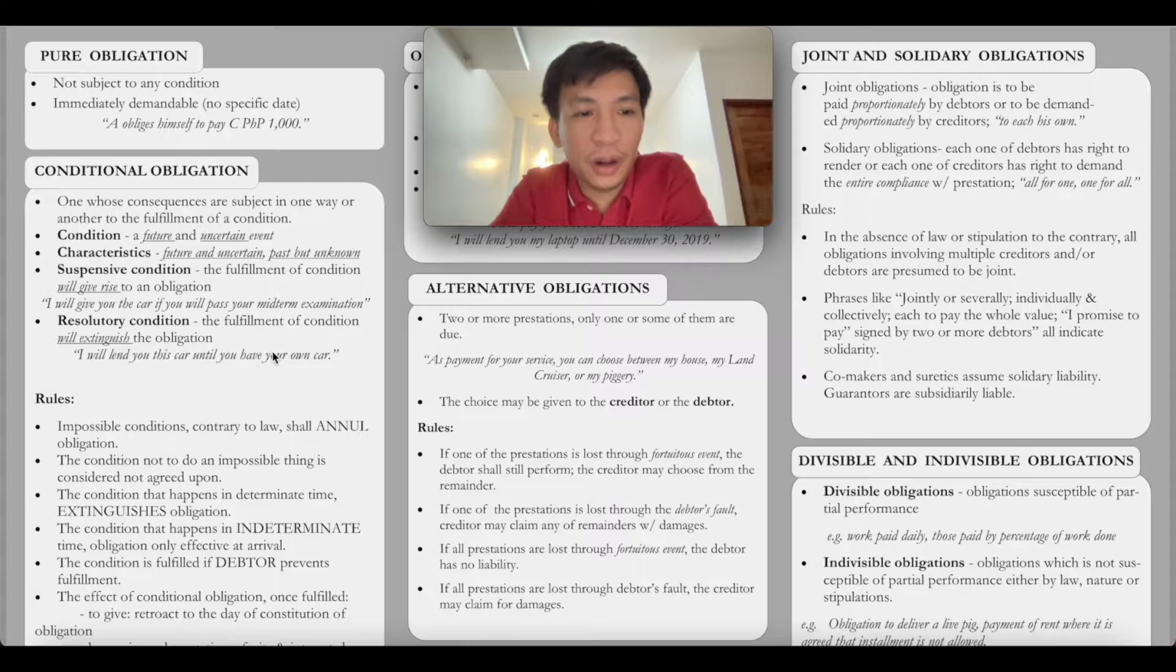I will give you the car if you will pass your midterm examination. First, is this a conditional obligation? Well, yeah. Kung titignan mo kasi doon, meron kang if. Okay? If you will pass your midterm examination. Kumbaga, may condition pa before they will give you the car. Okay. This is a suspensive condition because the happening of the condition will give rise to the obligation.